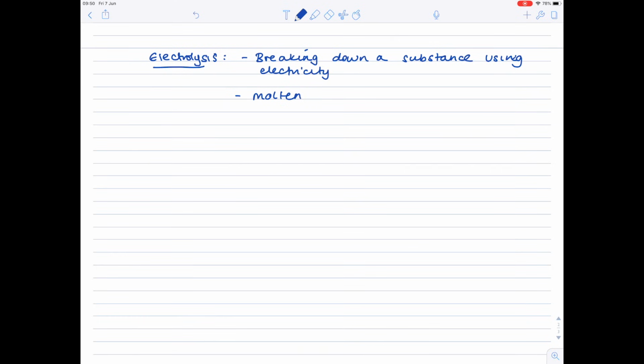So let's look at electrolysis now. So remember, the definition of electrolysis is that it is breaking apart a substance using electricity. And the crucial thing here is that it needs to be a molten ionic compound. The reason it needs to be molten is so that the ions are free to move.